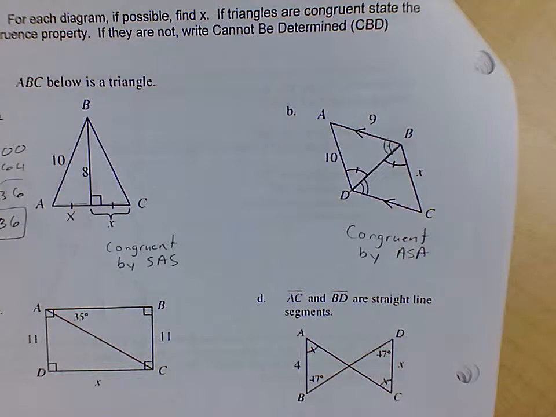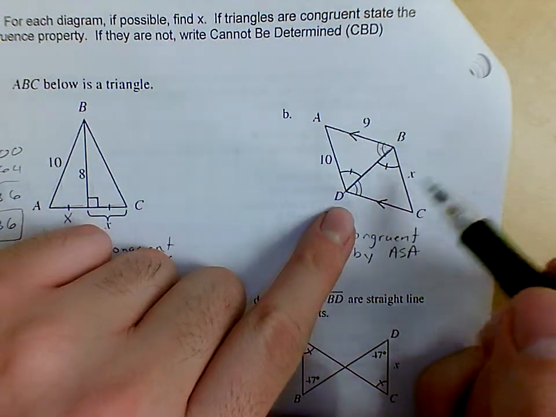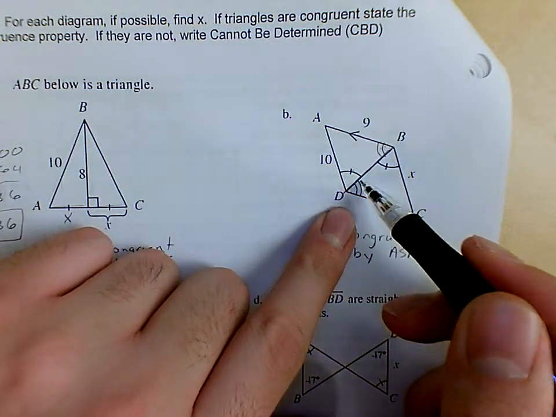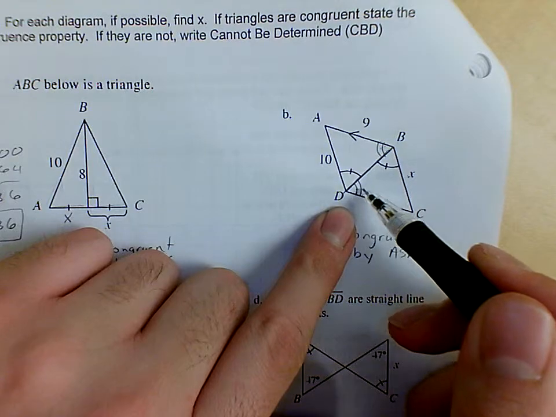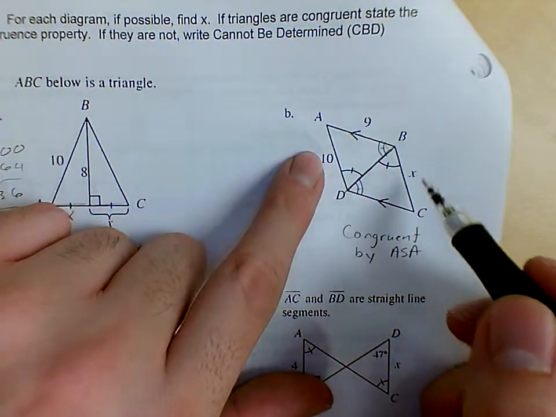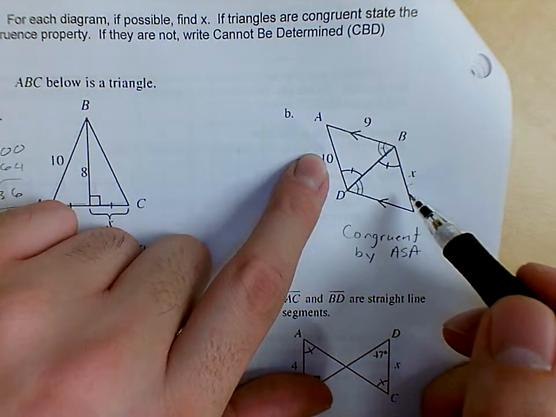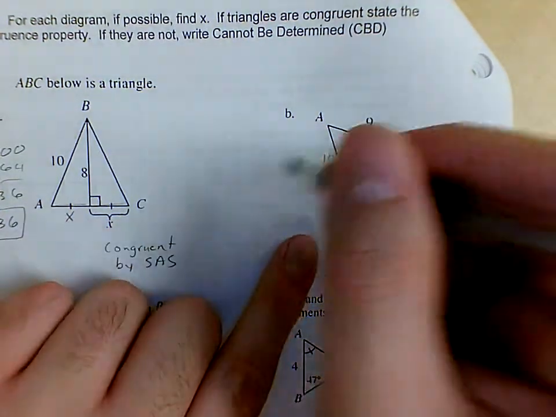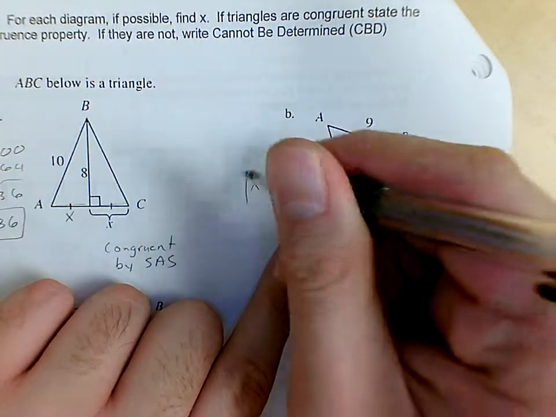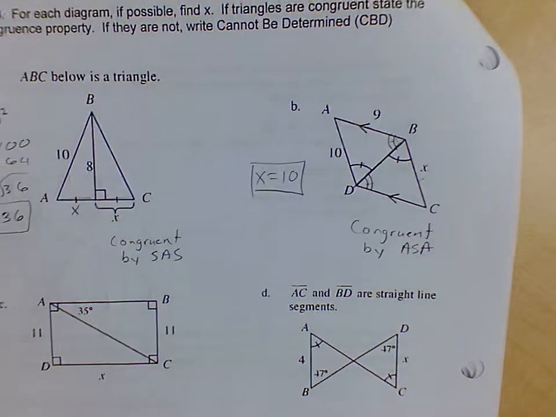All right, and I need to find x. Fortunately, this one's really easy. If we match up corresponding sides, the side across from my double angle here is x. The side across from my double angle is 10. So these two are corresponding sides. So by CPCTC, I know that these are congruent. So x has to equal 10. No other work to do on that one, which is nice.